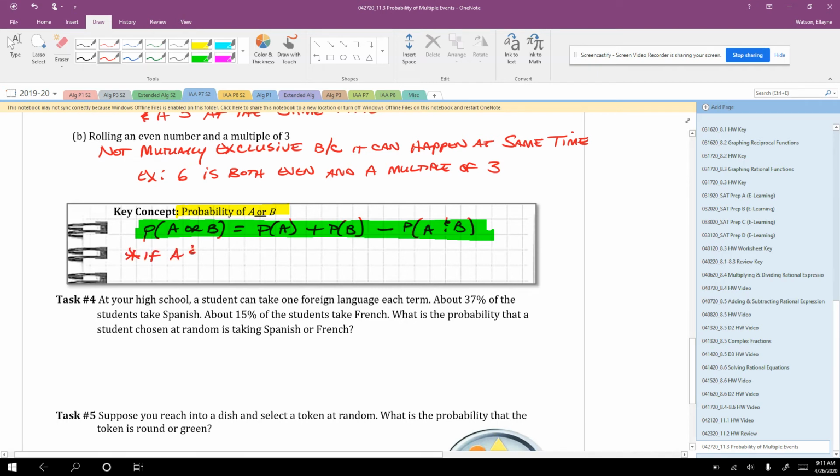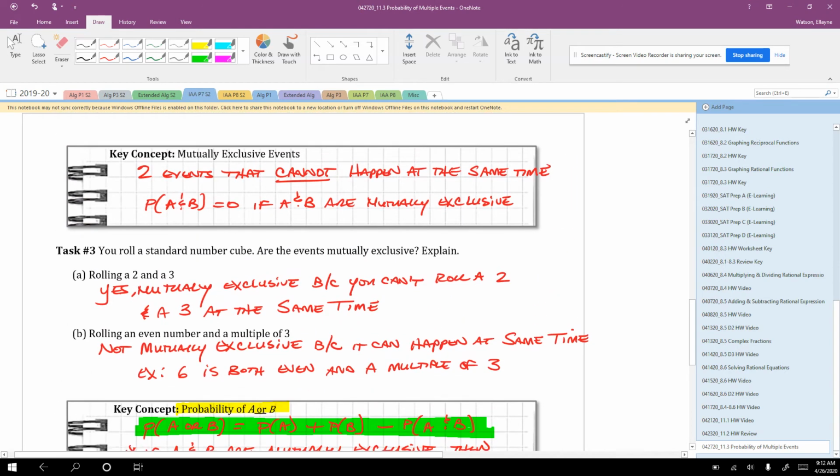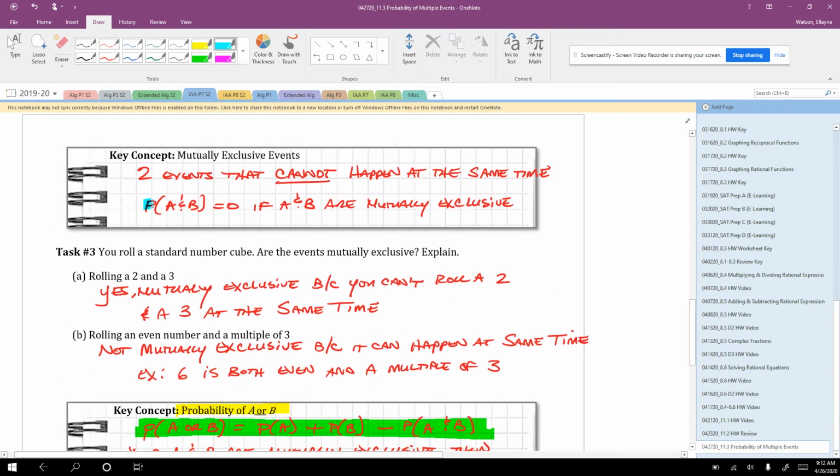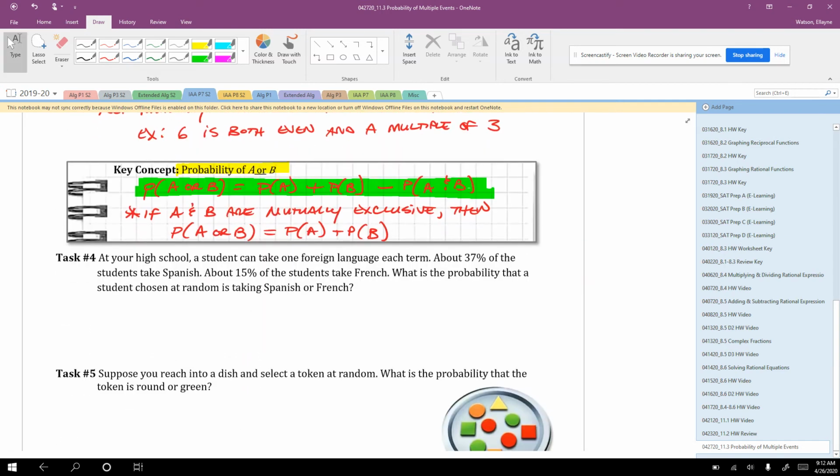If A and B are mutually exclusive, then it just looks like this. Probability of A or B is equal to the probability of A plus the probability of B. And that's because what we looked at above: if they're mutually exclusive, then the probability of both is 0. So that last term here would just be 0. So it would be probability of A plus probability of B minus 0.